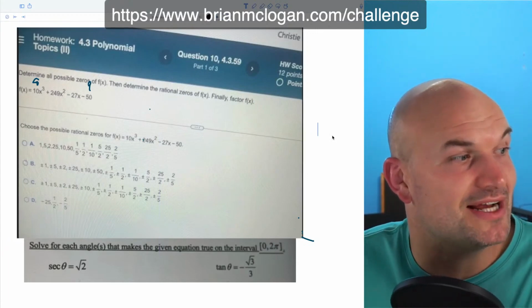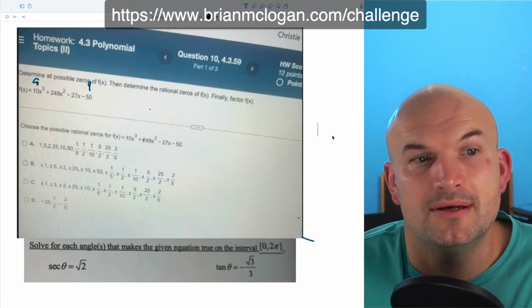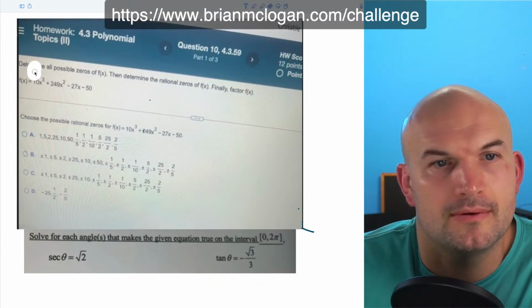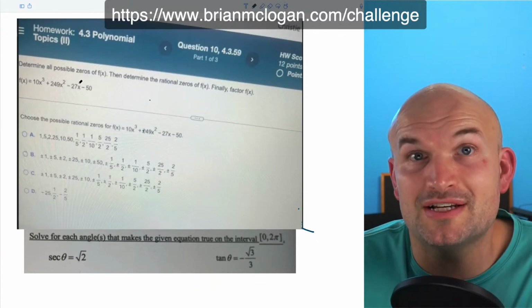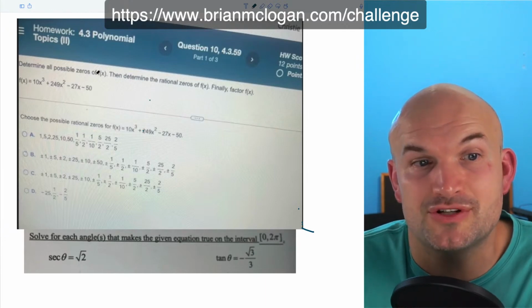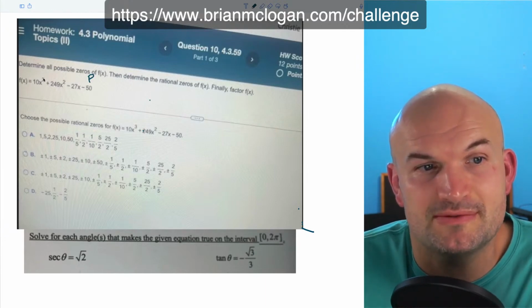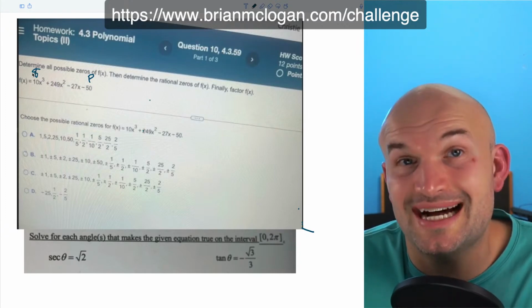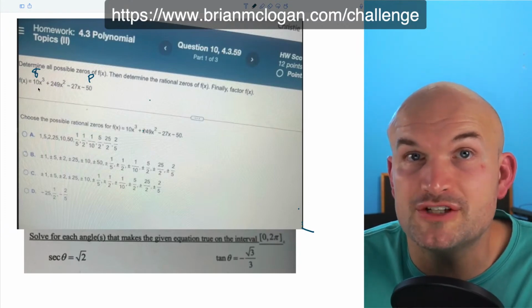If you have a real rational zero, it has to come from, oh, that looks horrible. If you have a real rational number, it has to come from this rational zero test. Okay, so that rational zero test is P over Q. P represents the constant, and Q represents the coefficient of your leading term.